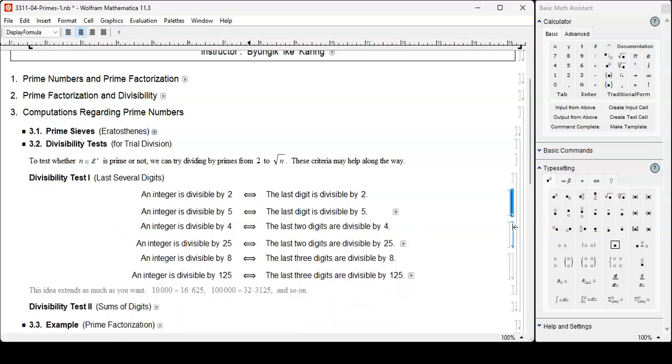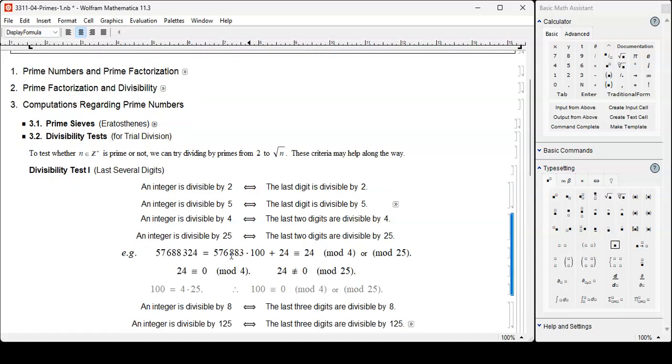Divisibility by 4 and also by 25: remember 100 is 4 times 25, so we have a multiple of 100 which is congruent to 0, and then only the last two digits matter. So that's how you can test for divisibility by 4 and 25 using the last two digits.